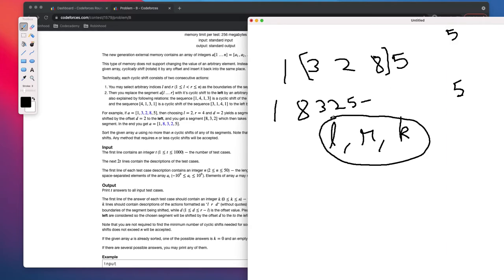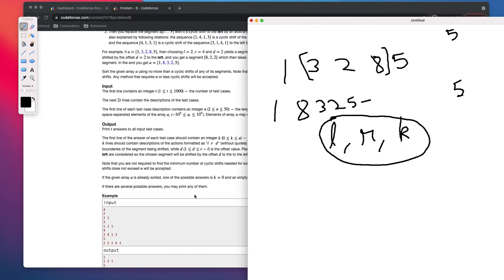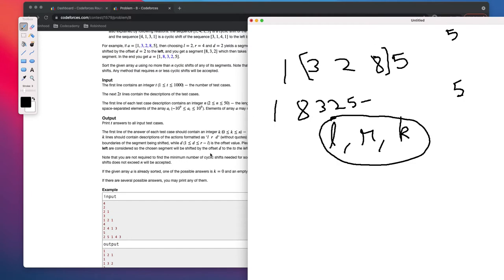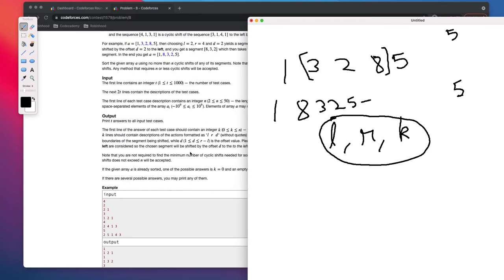We don't need to find the minimum operations, we just need to print what you are going to do at each operation, and we should not exceed n operations. You can clearly see it's pretty easy that it will never exceed n. Why? Because let's say this array is like this, so obviously 1 is at its place.